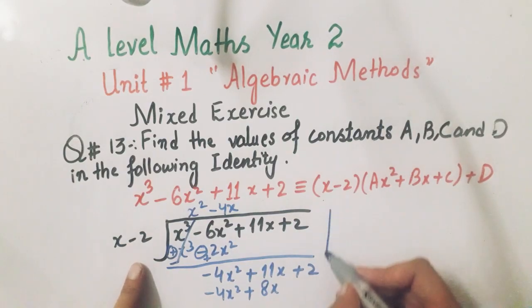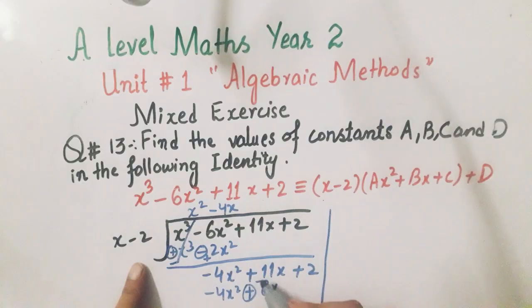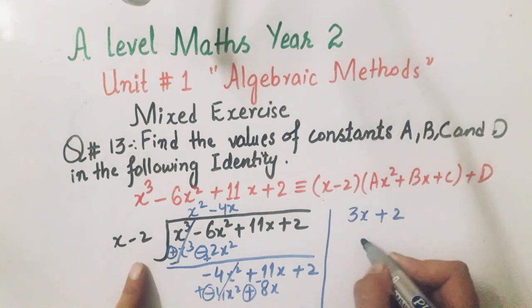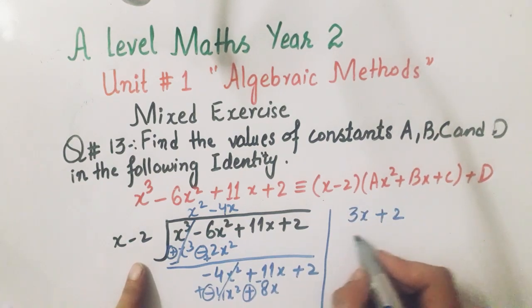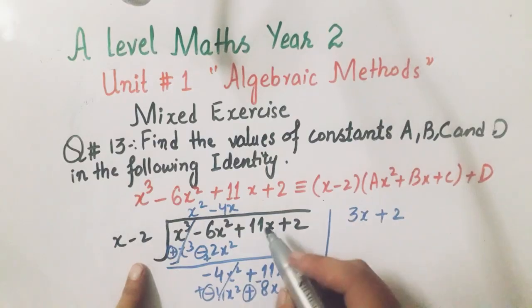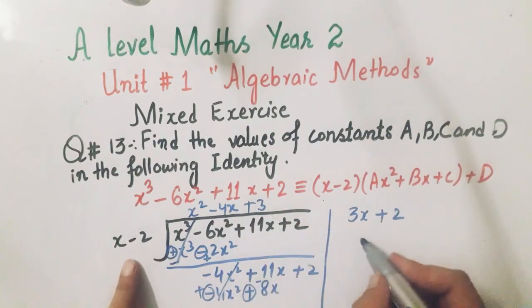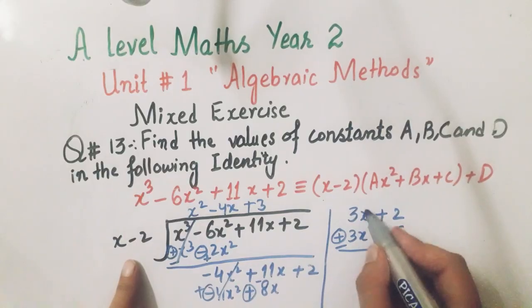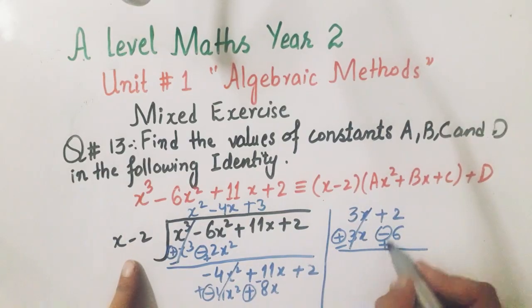Now we will change the signs. Minus 4x square minus minus 4x square cancel out. 11x minus 8x is 3x. So 3x plus 2. Now we will multiply this by 3, plus 3, it will become 3x minus 6. So 3x minus 3x cancel out and it will become 2 plus 6, which is 8. So the remainder is 8.